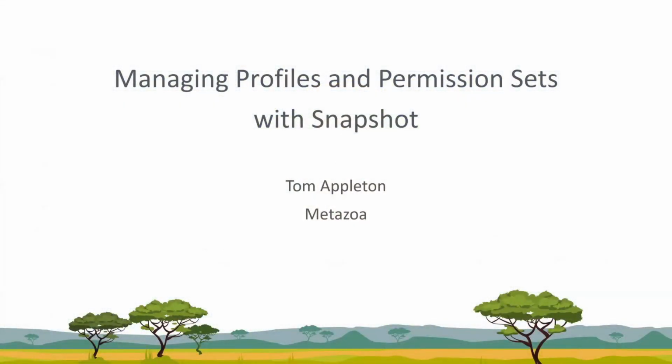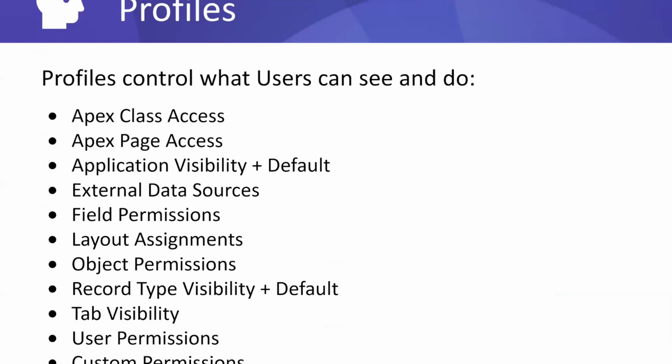Okay, so today we're going to talk a little bit about managing profiles and permission sets with our tool that's on the App Exchange called Snapshot. Let's talk a little bit first about profiles and permission sets and some of the problems and ins and outs with them. And then we're going to talk about how a customer of ours, we're going to use them as an example, used our tool Snapshot to really tackle these problems.